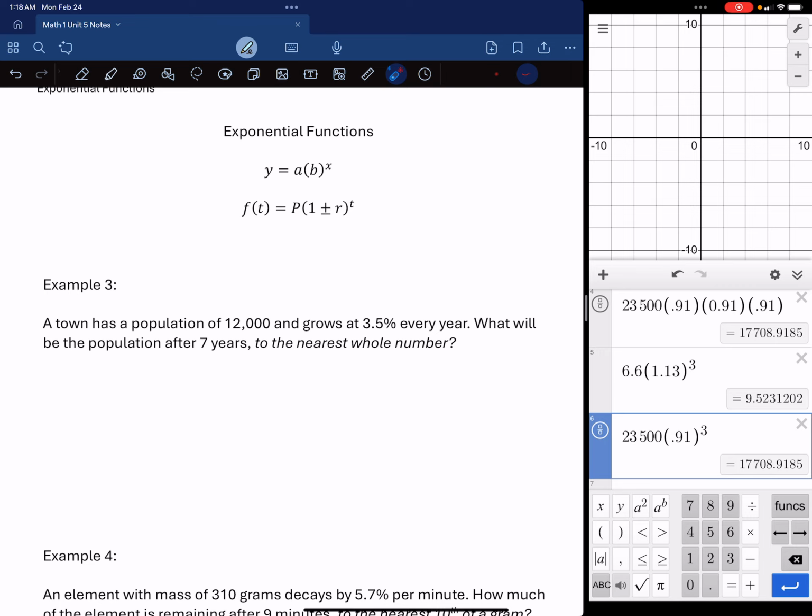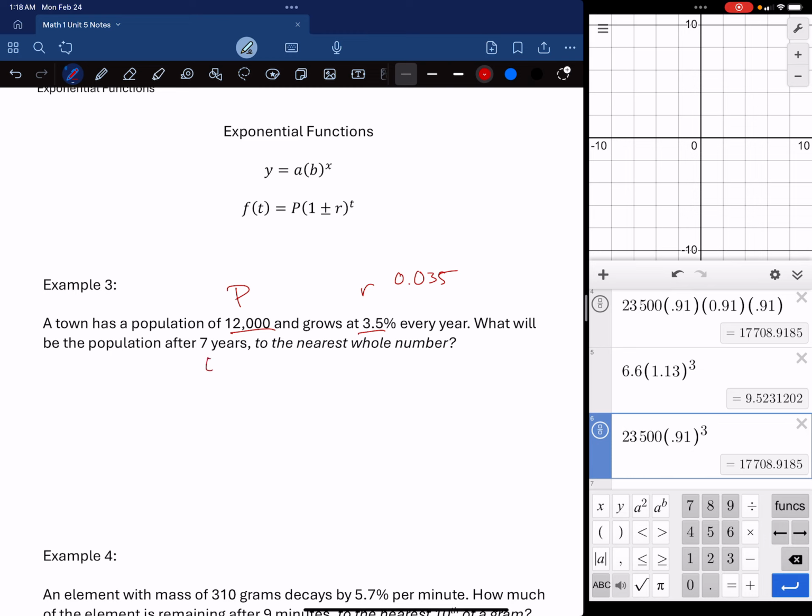Okay, so a town has a population of 12,000 and grows at 3.5% every year. What will be the population after 7 years? To the nearest whole number. So my starting population, go through and label these things really quick. This is going to be my principal. That's what we're starting with. My rate, and we're going to write this as 0.035. We're not going to use 3.5%. We're going to use 0.035.